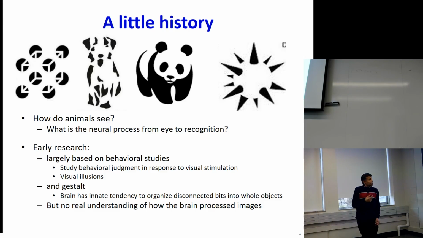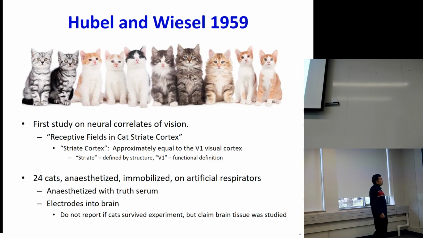So the first guys to study these were Hubel and Wiesel in 1959, and they performed a pretty nasty experiment. It started with cats. This was the first study on the neural correlates of vision. This is a paper called Receptive Fields in the Cat Striate Cortex. The striate cortex is a portion of the brain where the neuronal patterns actually occur in stripes, so it's striated. It corresponds roughly to the V1 visual cortex.